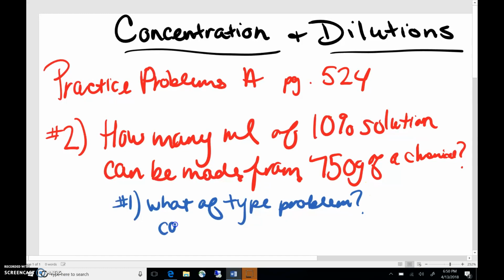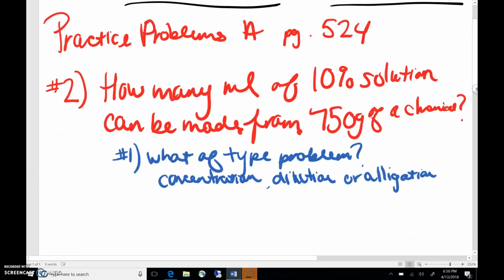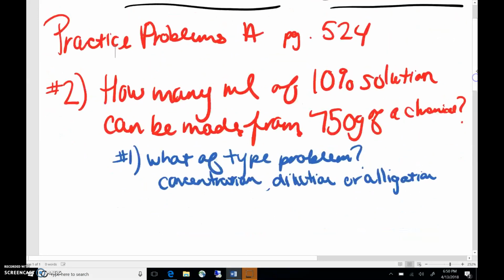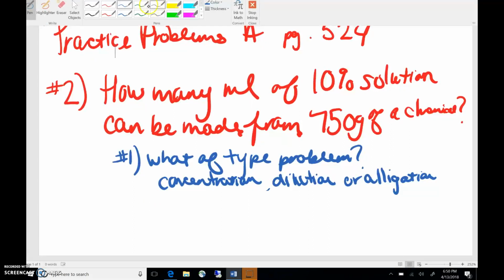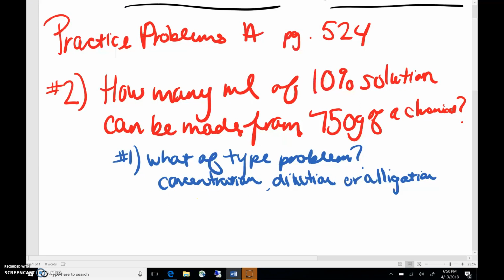Okay, is it concentration, dilution, or alligation? Well, of course, because we've only talked about concentrations, your answer would be concentration. But in detail, you know it's a concentration problem because within this problem, you only see one concentration, which is expressed in a percentage.